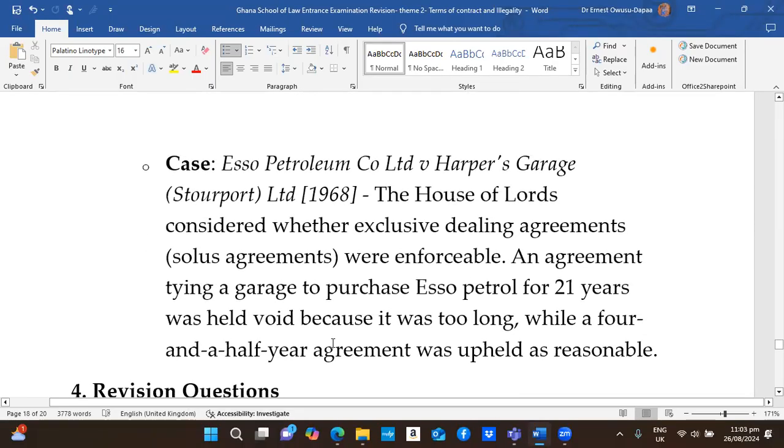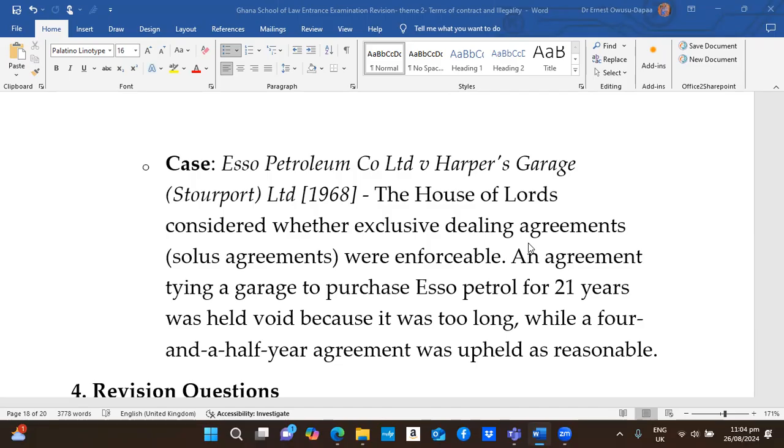And also Suez Petroleum against Harper's Garage. There was what you call the solus agreement, or the exclusive dealership agreement. Okay, 25 years. Yeah, somebody has put it in the chat. I'm sure you saw it.